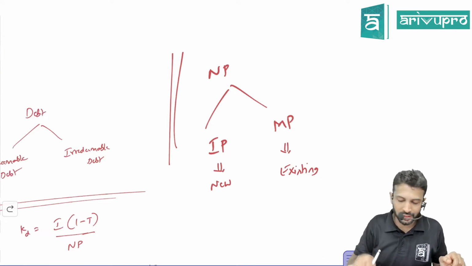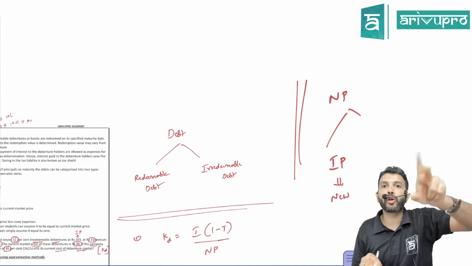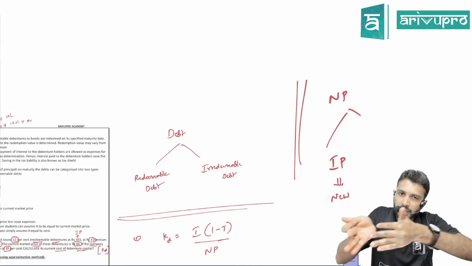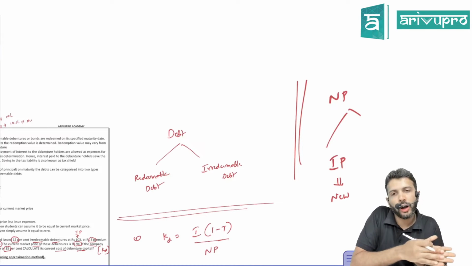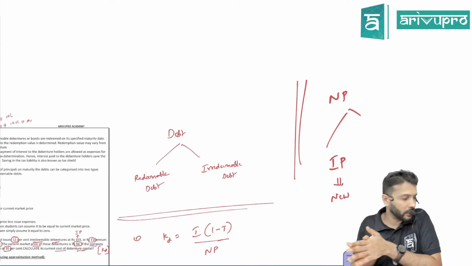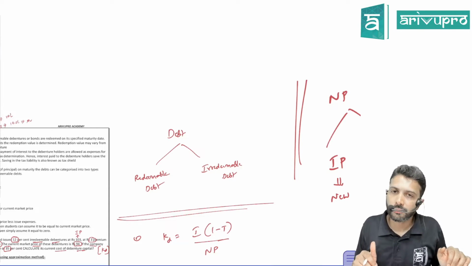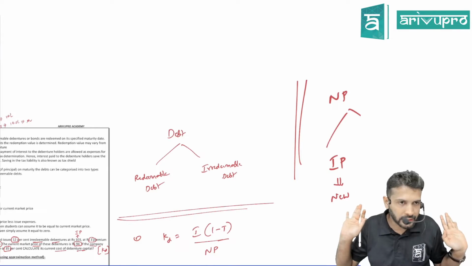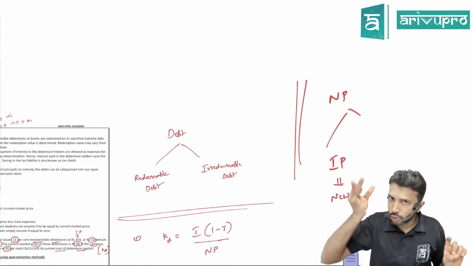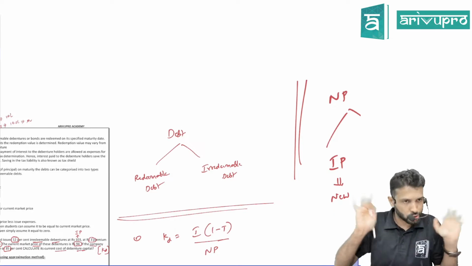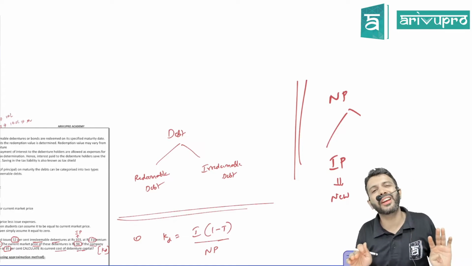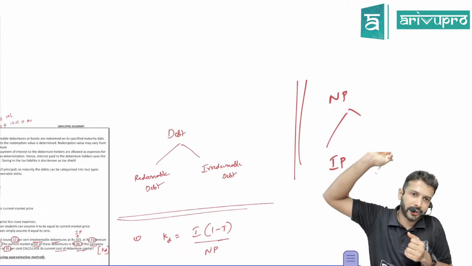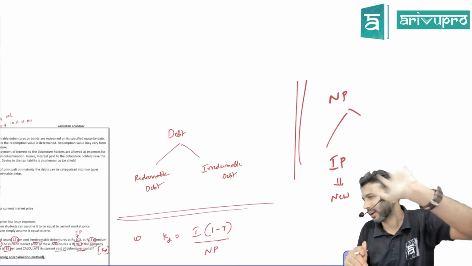Again, repeat it once for me. This is important. Your NP could be either of the two. What are those two? Either issue price or market price. When will you take issue price? Basically, we need the latest data. If it is new debt, then we will take issue price. If it is existing debt, then issue price is very old data. We will take the current market price.